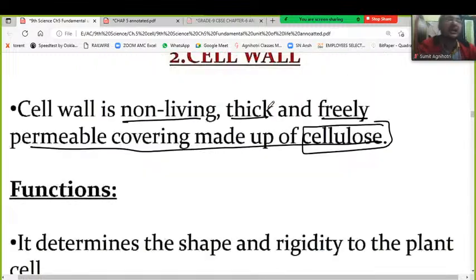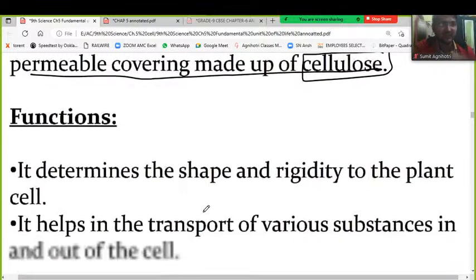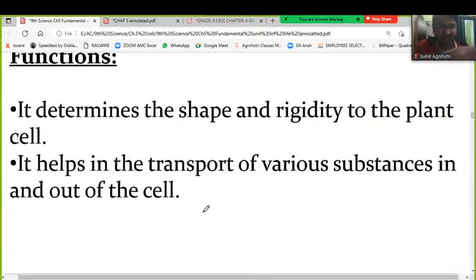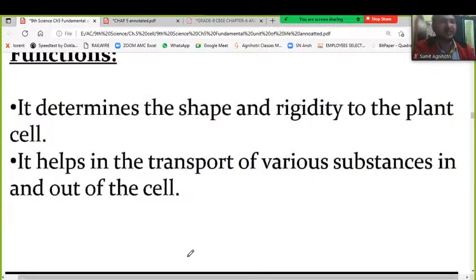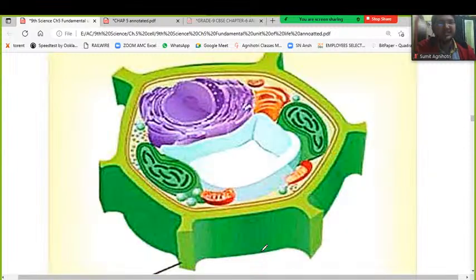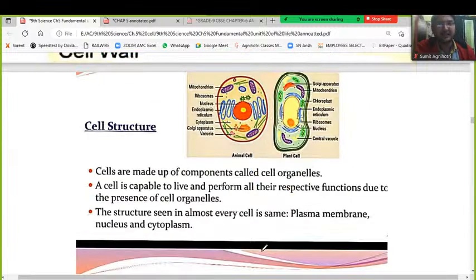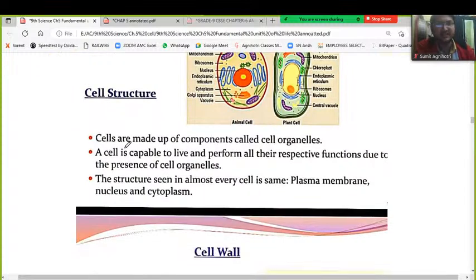Then we have another organelle, the cell wall, only present in the plant cell. It is a non-living, thick, freely permeable covering made up of cellulose, while cell membranes are made up of lipids and proteins. The function is to determine the shape and rigidity, and it helps the transport of various substances in and out of the cell. Then we have this kind of cell wall you can observe, and then you can also observe the cell structure. Briefly, you can just go through this. Cells are made up of components called cell organelles.